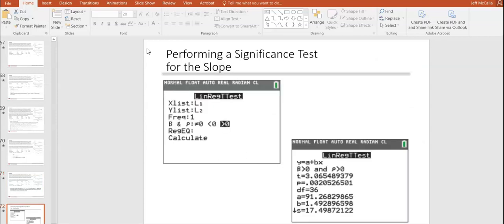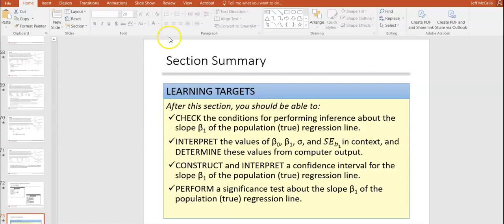If you wanted to know how to do this in your calculator, it's a linear regression t-test, but you probably won't have to do that for most of these questions. They're going to give you the data.